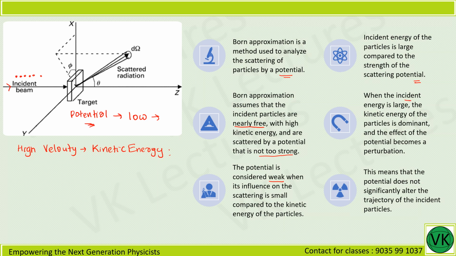When the incident energy is large, the kinetic energy of the particle is a dominant quantity, and the effect of this potential can be considered as a perturbation. So this small potential will act as perturbation. And this is the conclusion that we can make from here. This means that the potential does not significantly alter the trajectory of the incident particle. This is called first Born approximation.